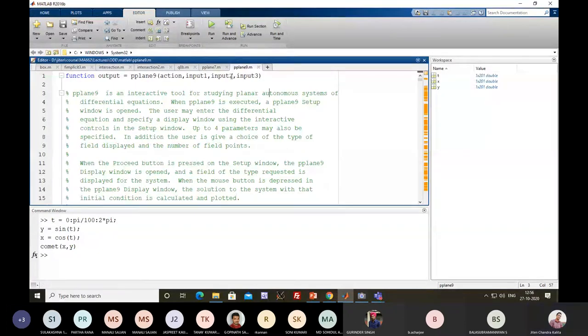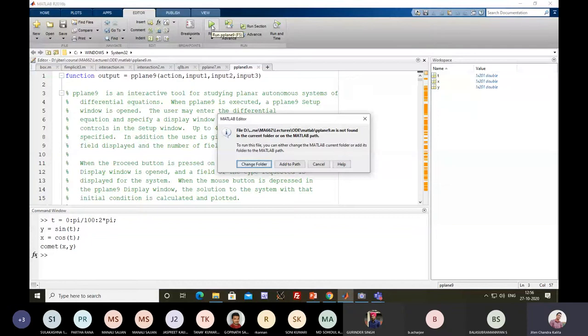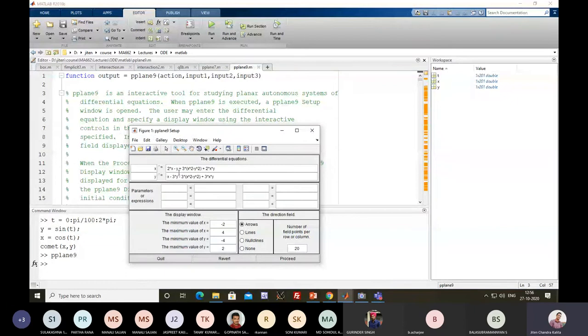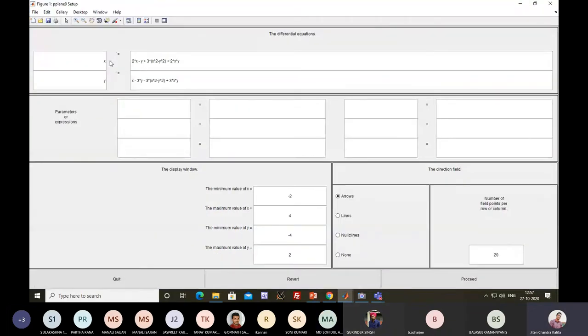This one is the PCAN9.m. If I run it, then you can see that this panel has come. Can everybody see this panel? Okay, let me make it bigger. See, this is x prime, this is y prime. For this particular equation, I have 2x plus 8y. So I'm going to plug in 2x plus 8.